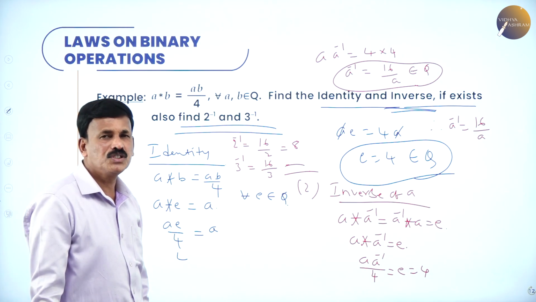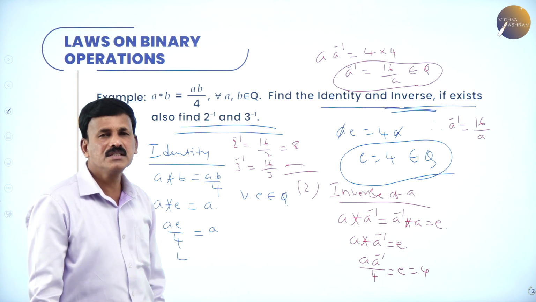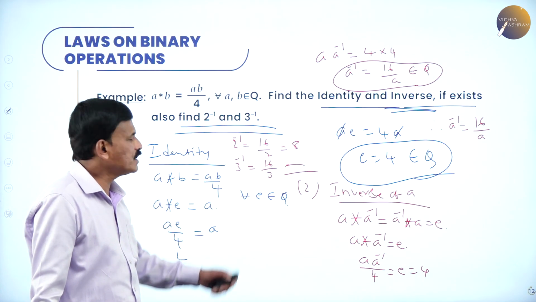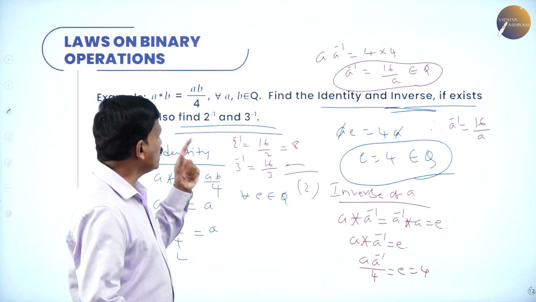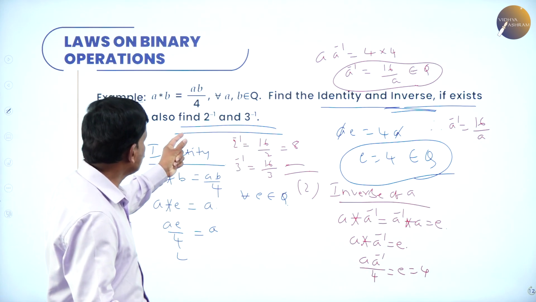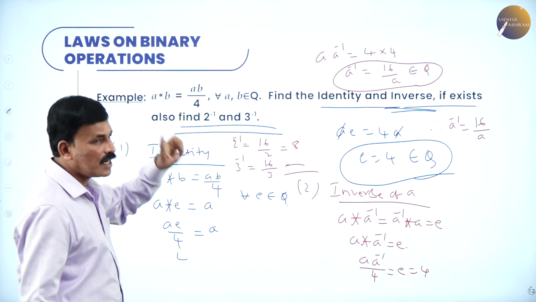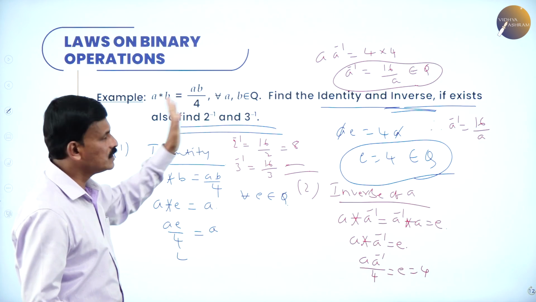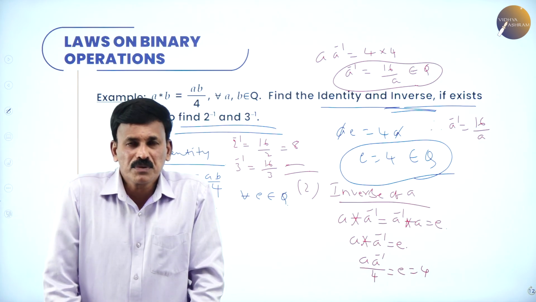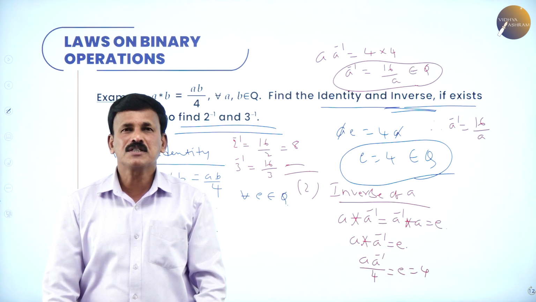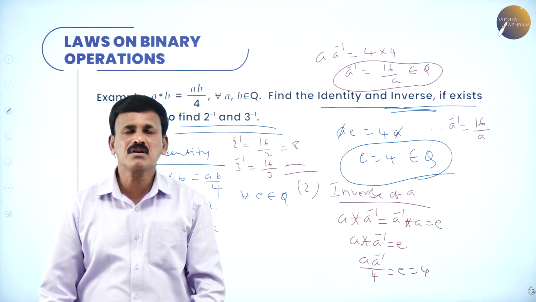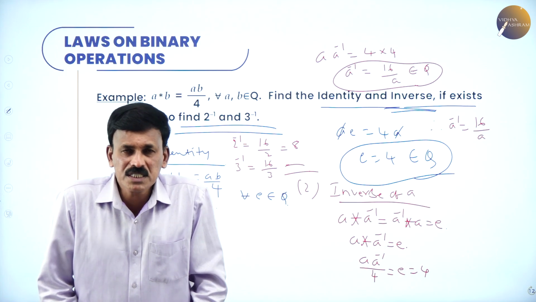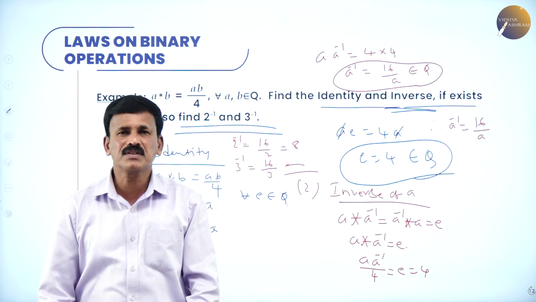That is regarding the existence of an identity element and an inverse element, and finding the values of 2 inverse and 3 inverse. This is how we find the identity element and the inverse element for the given problem, A star B is equal to AB by 4. These are problems based on properties like the commutative property, associative property, identity property and inverse property. The commutative law holds good and the associative law holds good, which we have verified. Then the existence of an identity element and also the existence of an inverse element.